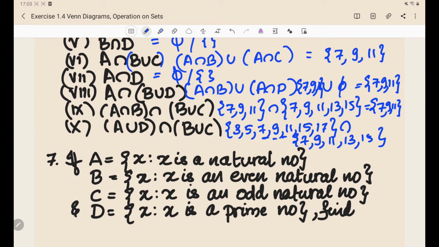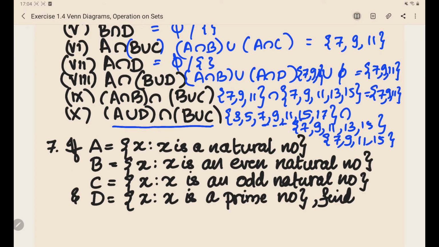So sorry, 13 is not there, only 15 is there. So 7, 9, 11 and 15 are the elements of the subset (A union D) intersection (B union C). I hope now we are pretty much clear with how to deal with problems when you have to use properties, and also how to do problems with the union and intersection of sets. So that's the main motive of learning this exercise 1.4. This is an easy section, I hope.